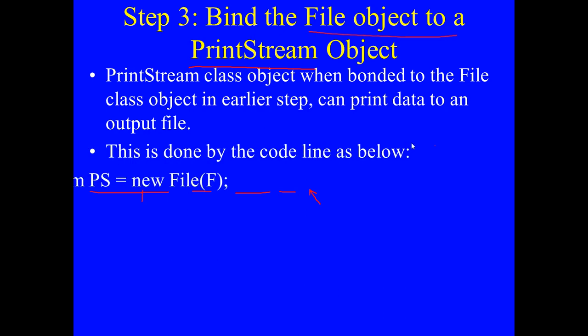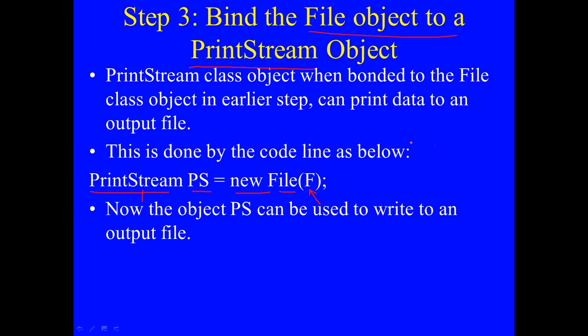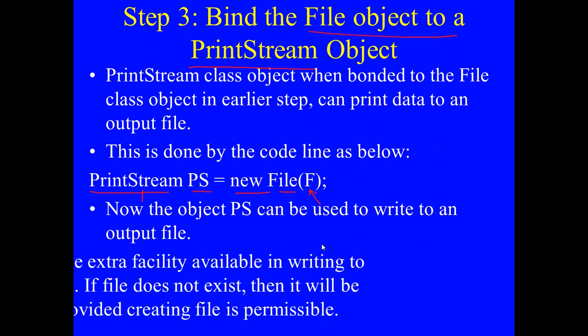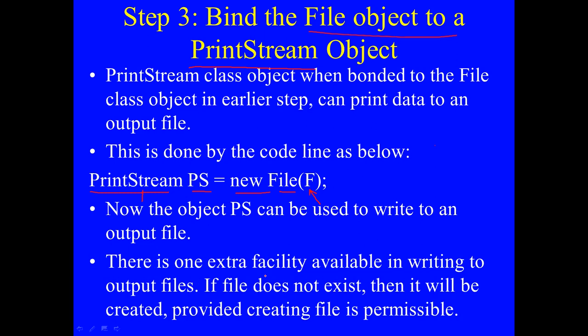Okay, and now the object ps can be used to write to an output file, just like we use system.out.println. ps.println can print to an output file which has been bound to the object ps. Okay, there is one extra facility available in writing to output files. If the file does not exist, then it will be created, provided creating a file is permissible on that particular drive.